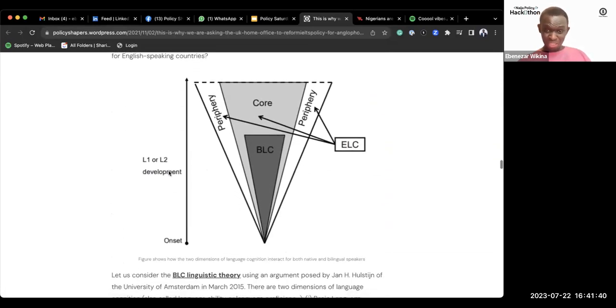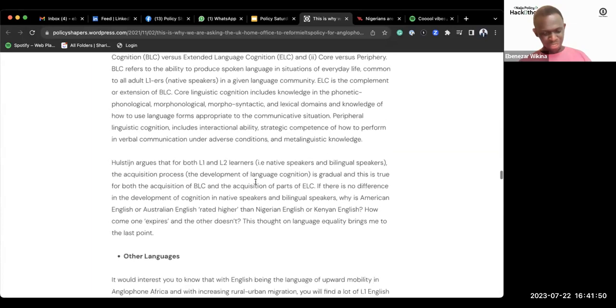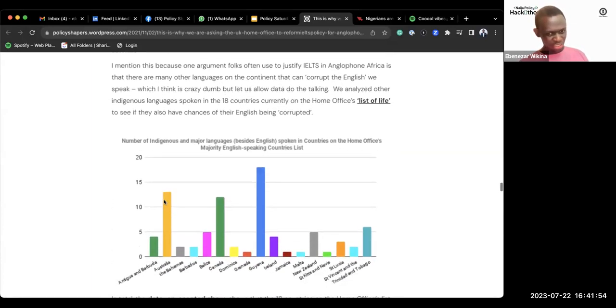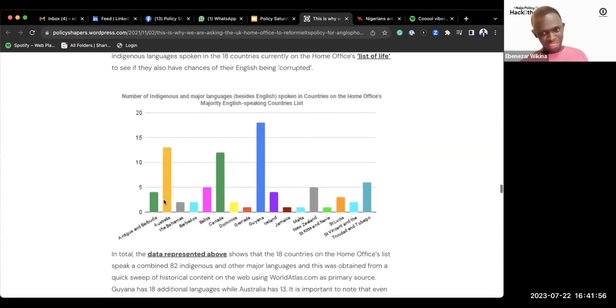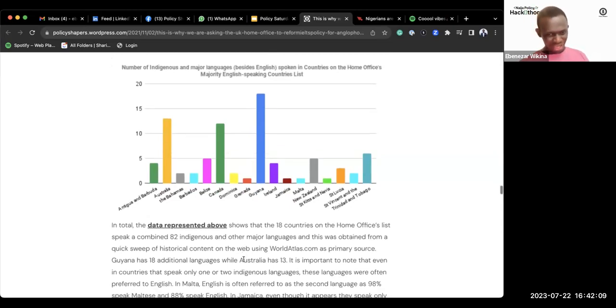We brought in some linguistic theory as well, consulted some linguistic people and read up and found out there's explanation around linguistic theory, how people do not forget something that you're born into, right? So we used that to defend and explain. We talked about the other languages spoken in other countries that are exempted from writing the tests, and how many languages are spoken in these countries. One of the countries, Guyana, has, I think, 18 or 19 languages. So we said if you can exempt that country, why not exempt Nigeria, Ghana, Kenya, etc.